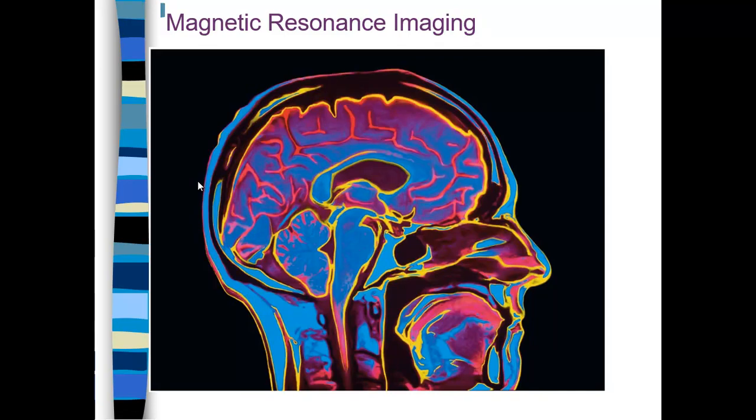That magnetic field is detectable by the scanner, and then these rotating magnetic fields can be imaged. Something like this. Here's an MRI of the brain. Usually you have some type of contrast agent that you'll inject directly into the veins.